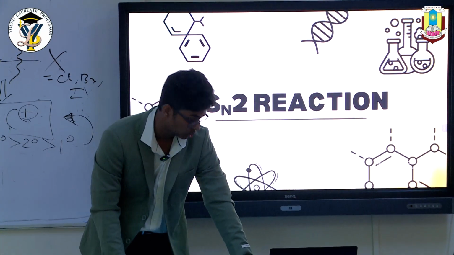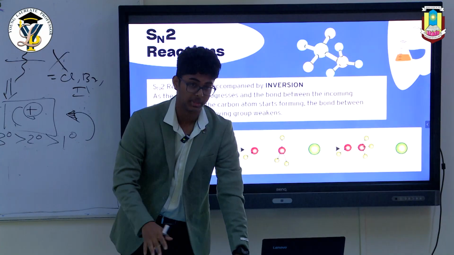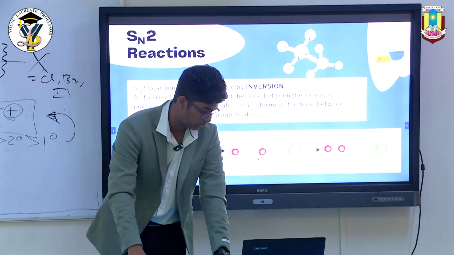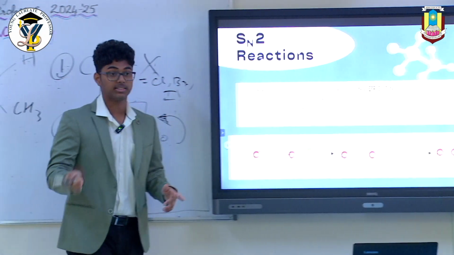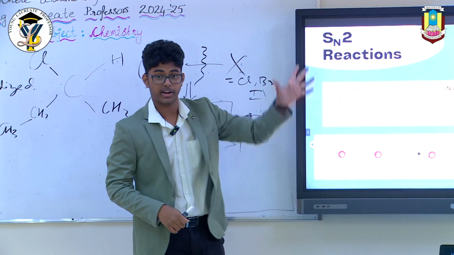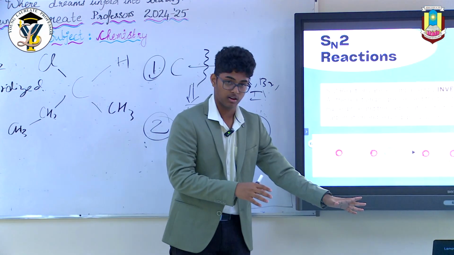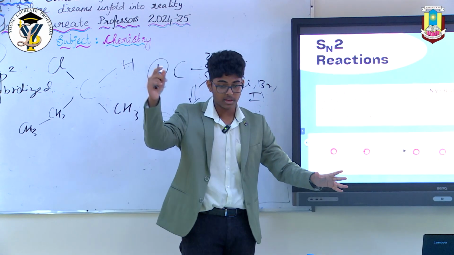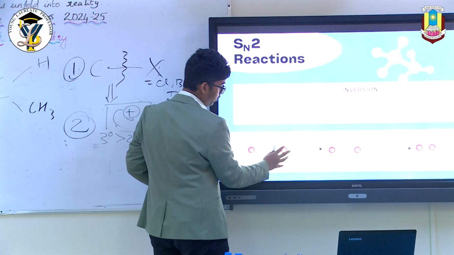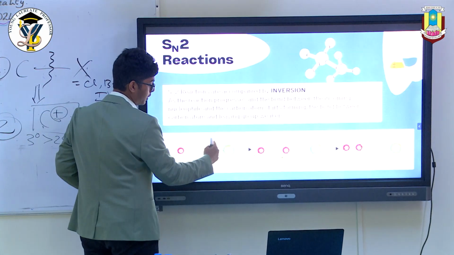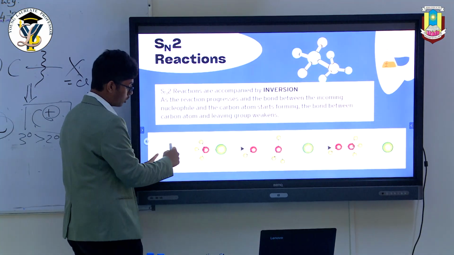Moving on to SN2 reactions. SN2 we have learned means nucleophilic substitution reaction, bimolecular. SN2 reactions are accompanied by inversion. Just like in SN1 we have racemization, meaning both inversion and retention, in SN2 we have inversion. Let's look at this example. We have a molecule, let's say this is a halide attached to a carbon. Let's say this is a nucleophile incoming.